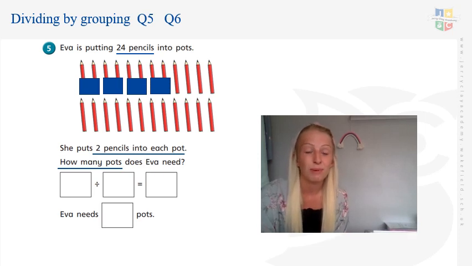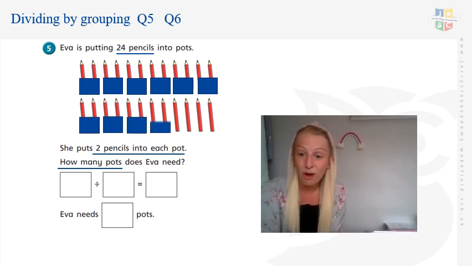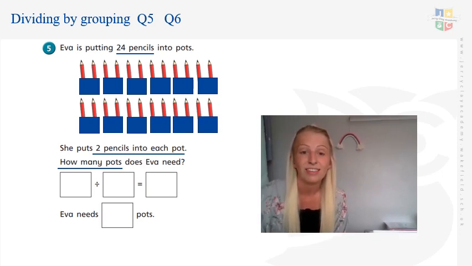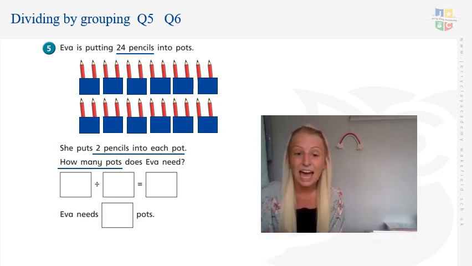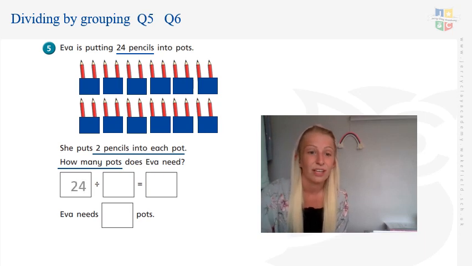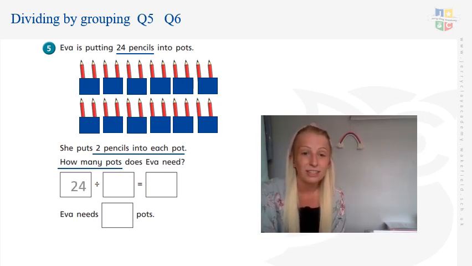Brilliant. I'm going to finish putting mine into pots of 2. So each of my boxes represents a pot or a group. So there are my pots. Now I need to see how many pots I have. So I started with 24 pencils. I divided them or put them into groups of 2. So I need to see how many pots it took.